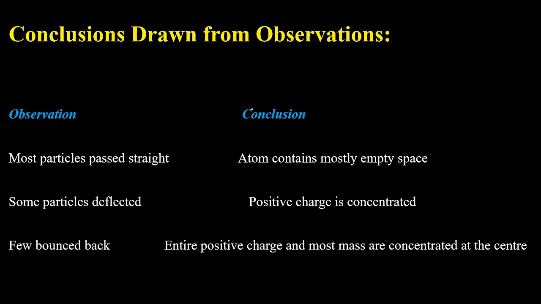So some conclusions are drawn from the observations of Rutherford's alpha particle scattering experiment. When most alpha particles passed straight, this observation explains that atoms contain mostly empty space. When some particles deflected, that means positive charge is concentrated inside the atom. When few bounced back, that means the entire positive charge and most of the mass are concentrated at the center.